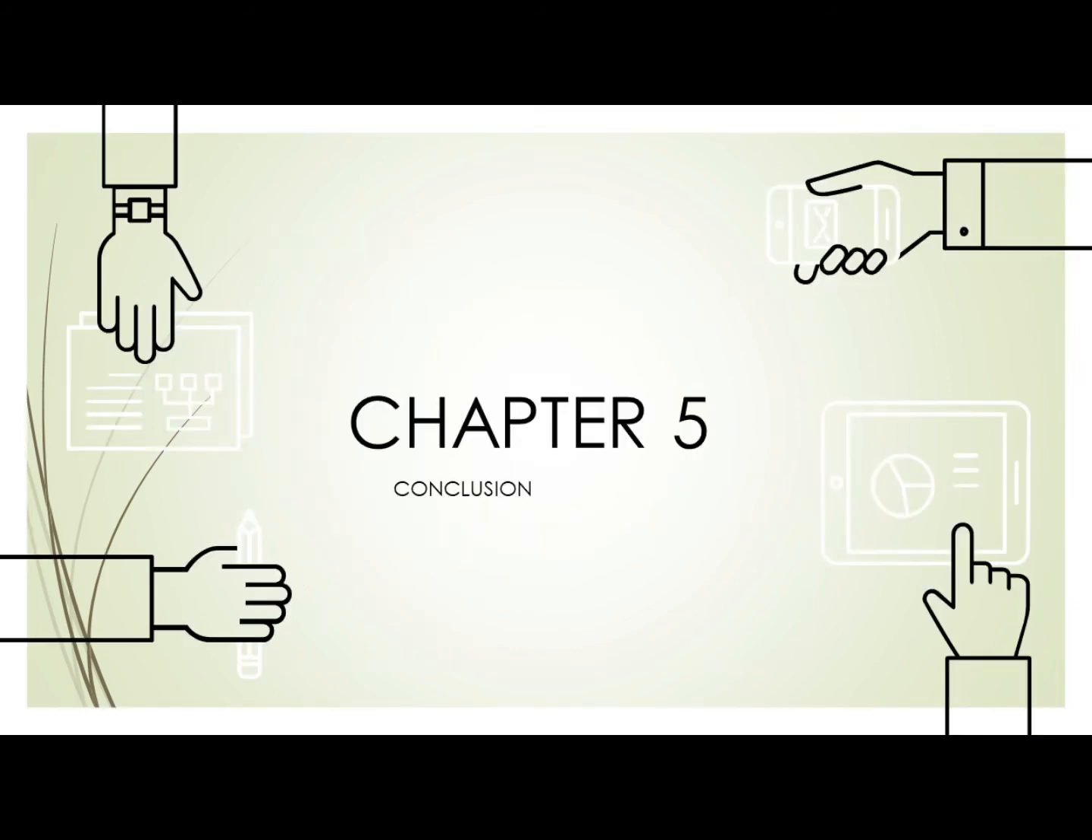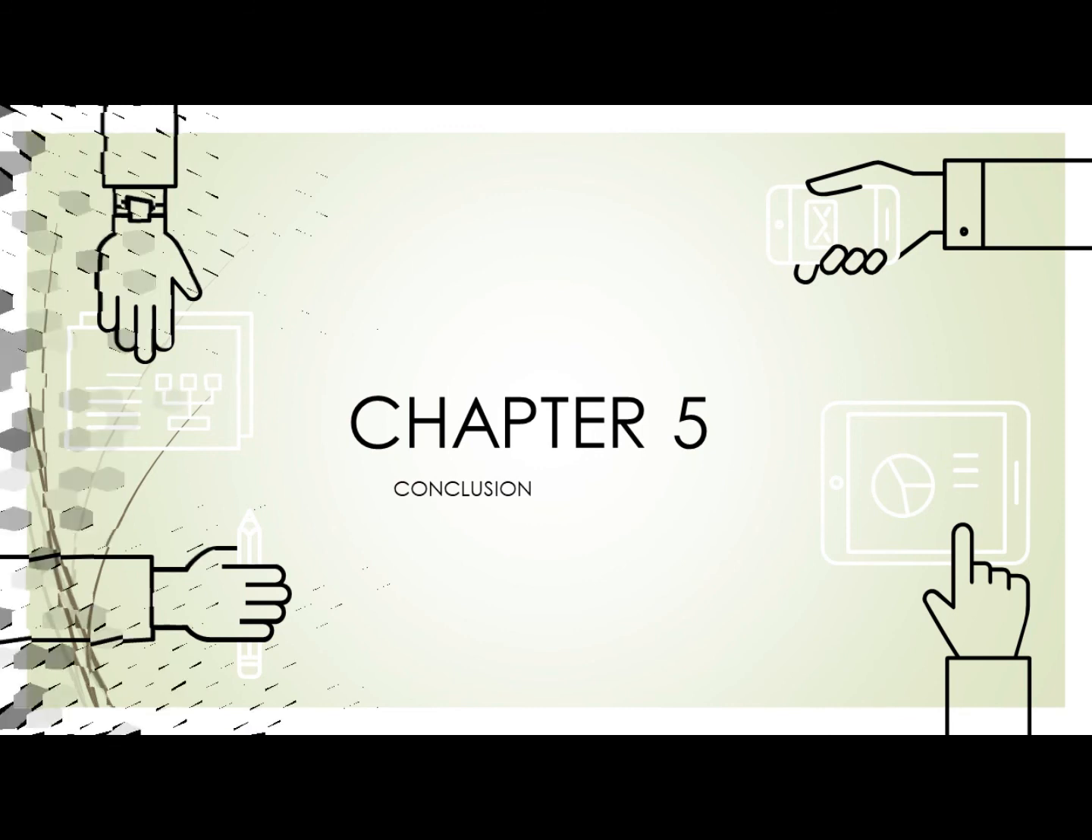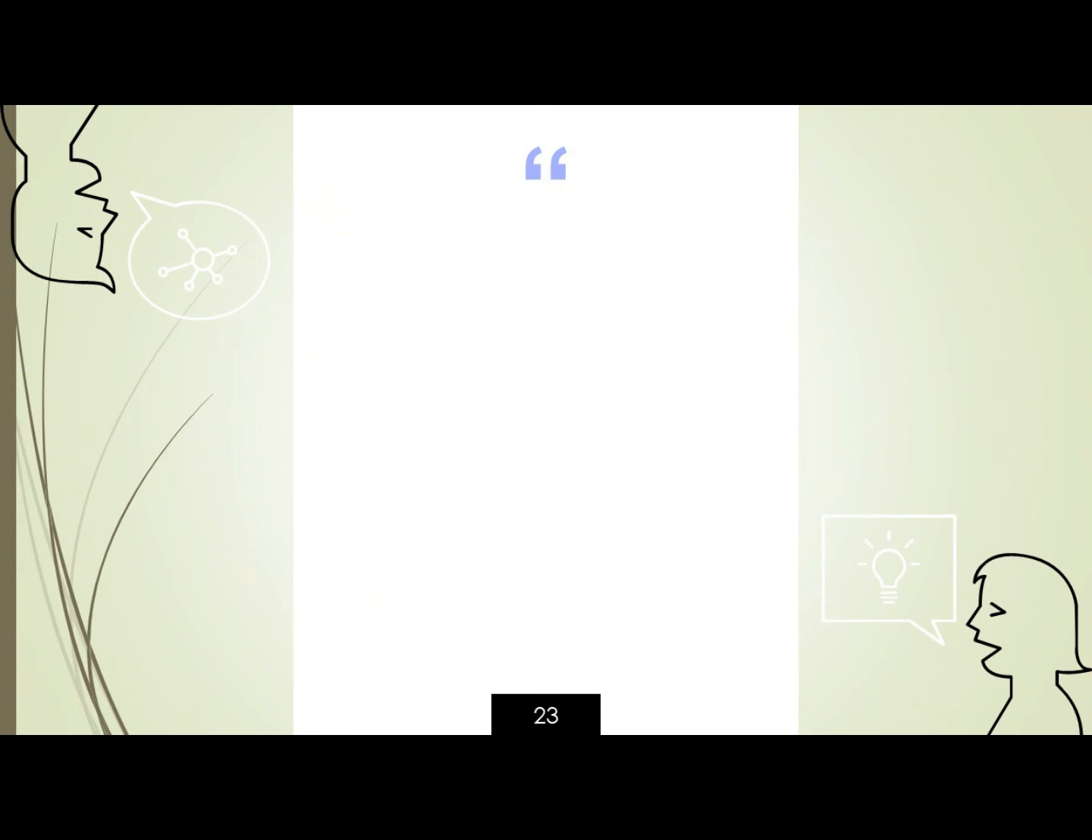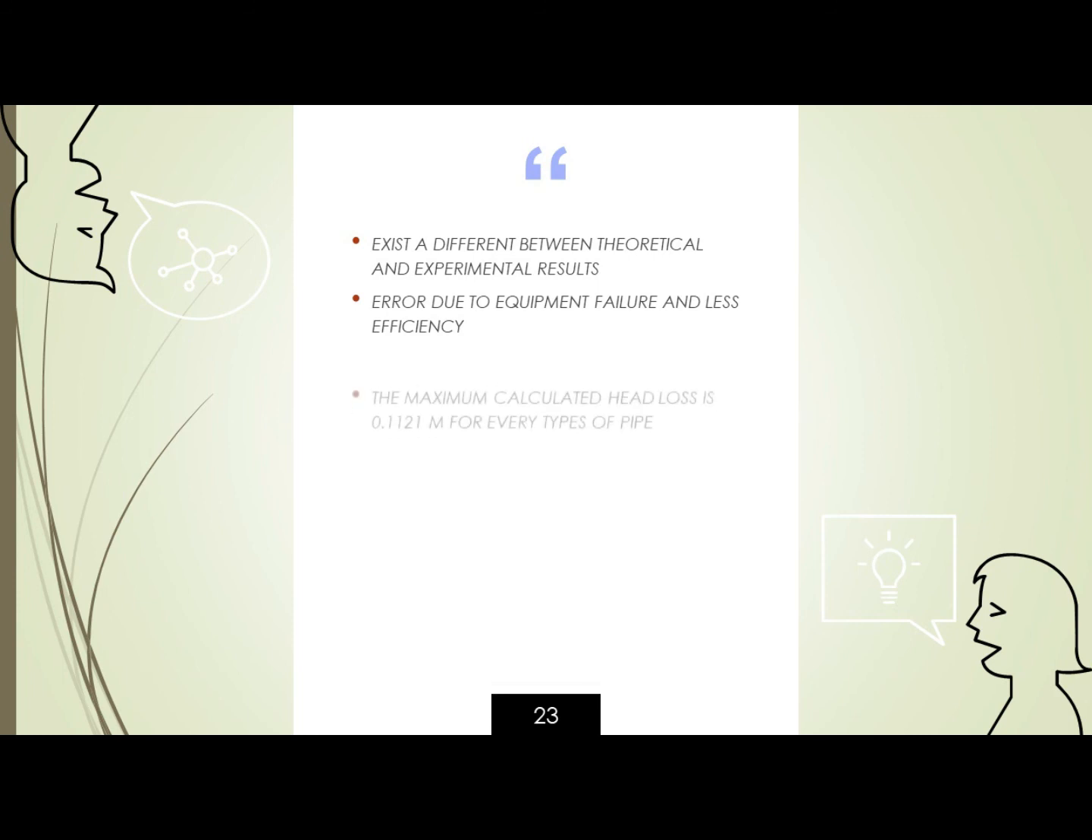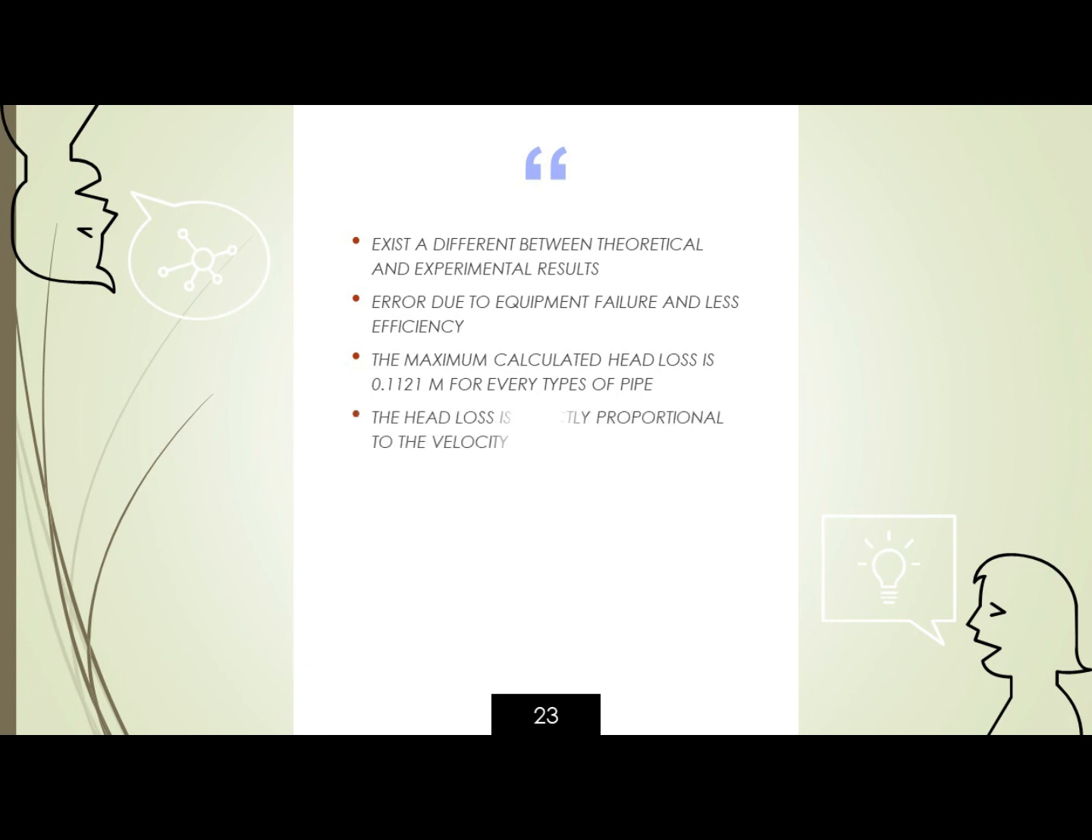The last one, we go to the conclusion. The results obtained from the experiment show that there is some difference between theoretical and experimental results. Based on our assumptions, there might be an error due to equipment failure and also less efficiency of the pressure sensor. Based on the data obtained from the experiment, which is measured head loss and volumetric flow rate, the maximum calculated head loss is 0.1121 meter for every type of part.